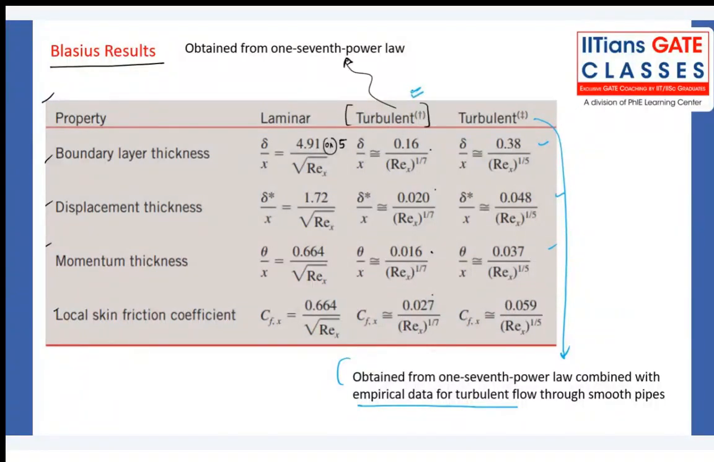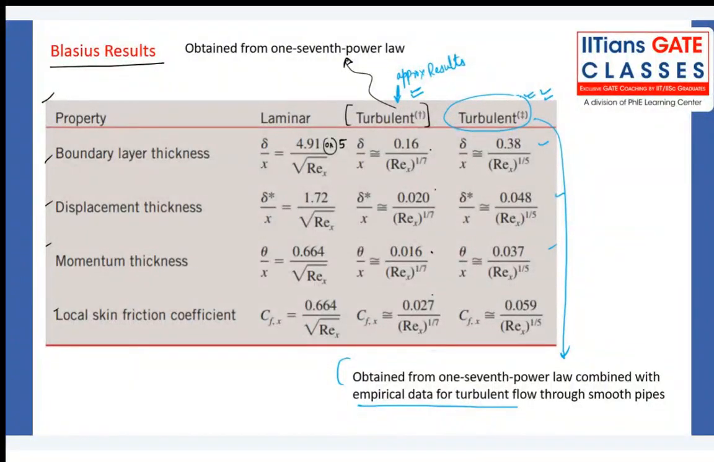If they have given empirical data, we have to use this one. This is more accurate, but it is based on some velocity profile. Rather, these are not the Blasius results, these are the von Karman results. This one approximates results, right? These are the exact results, but in the exam they mention only the 1/7 power law.